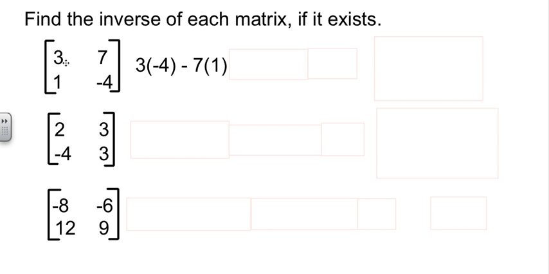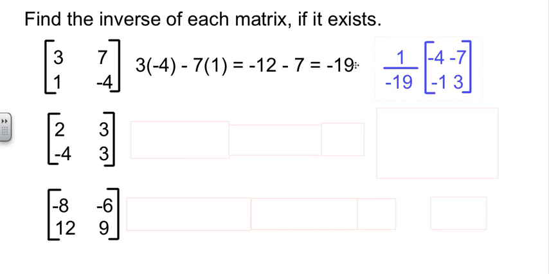So determinant, remember we did 3 times -4 minus 7 times 1. The arithmetic comes out -19, so we're okay. We can do this now. The inverse then is 1 over -19 times switch their places.